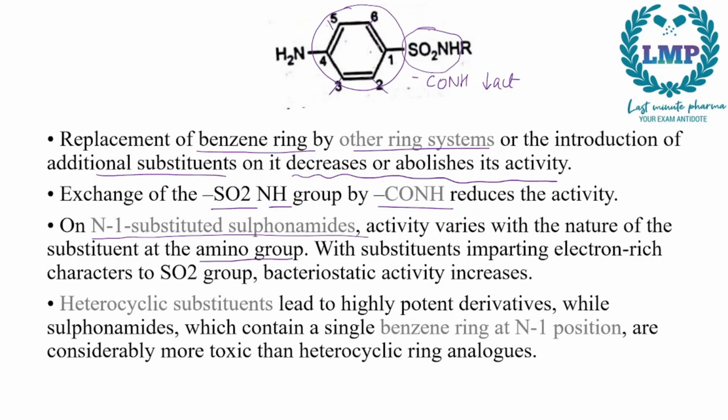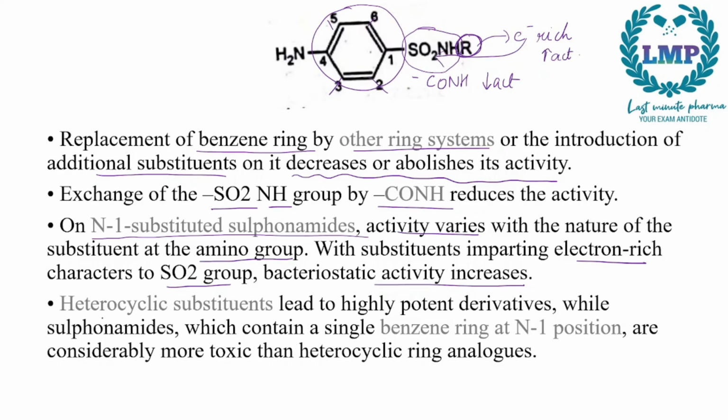Now if here the NH and this R group is substituted, then based on the nature of the substituent at the amino group, the activity will vary. With substituents imparting electron-rich character to SO2 group, bacteriostatic activity increases. Now if this R gives an electron-rich character to this SO2 group, then the activity will be increased.